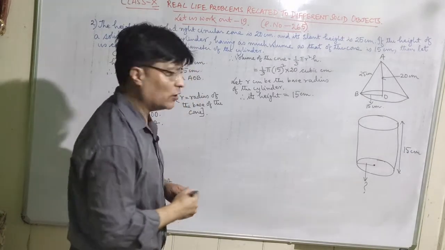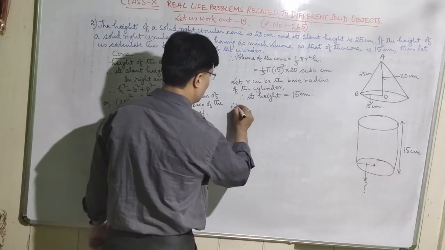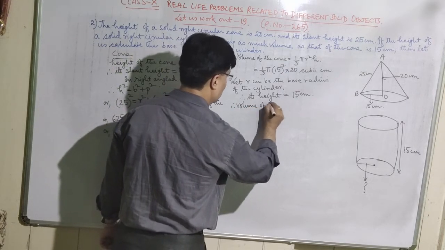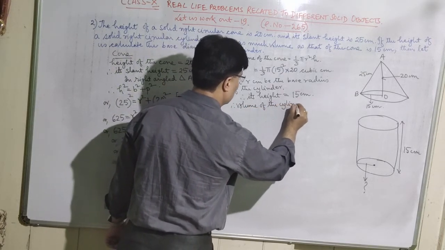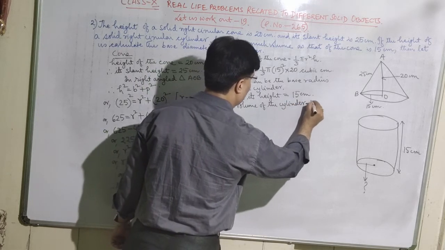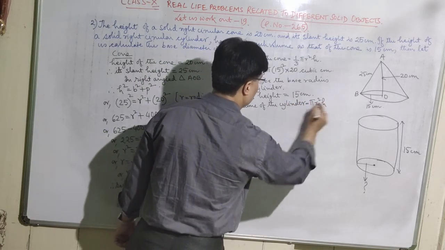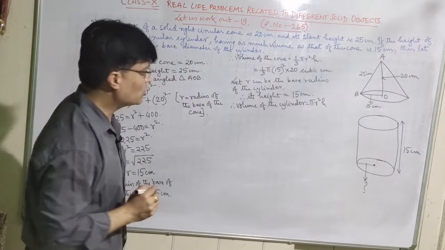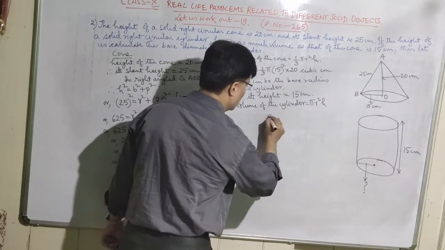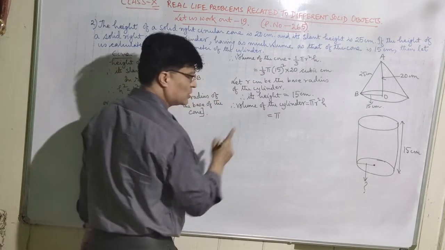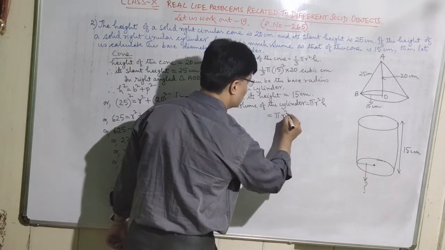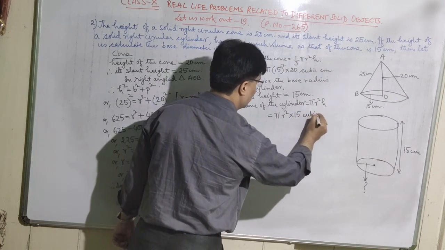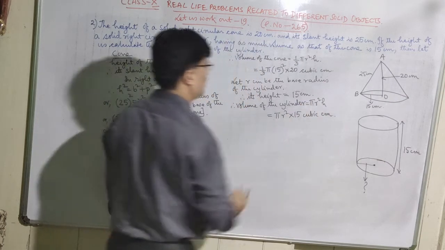Now let us find out the volume of the cylinder. What is the formula? Volume of the cylinder is equal to pi r squared h. Don't put the value for pi, let us keep it as it is. What is r squared? We don't know. r squared into the value for h, which is 15 cubic centimeter.